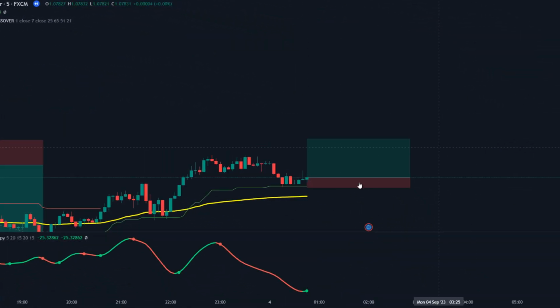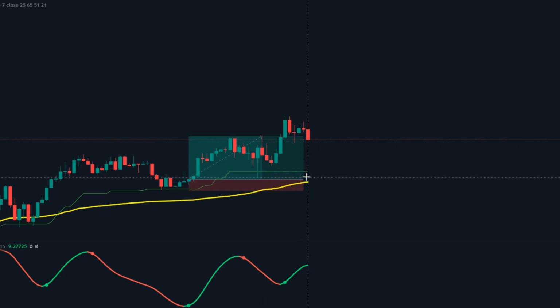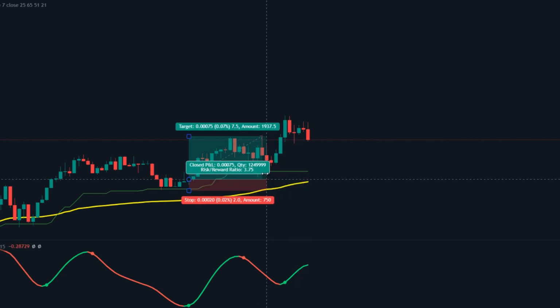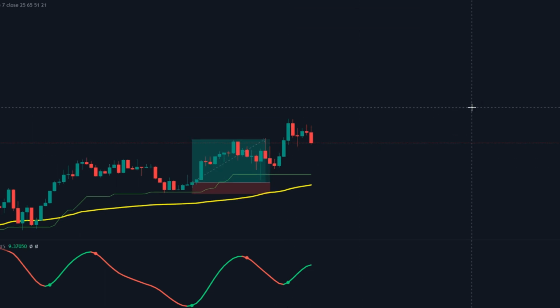Moving on to the next trade. Here we have a long entry signal, so we're gonna go long here. And right after this long trade, we have another long entry. However, the stop loss on this long trade is more than 6 pips.